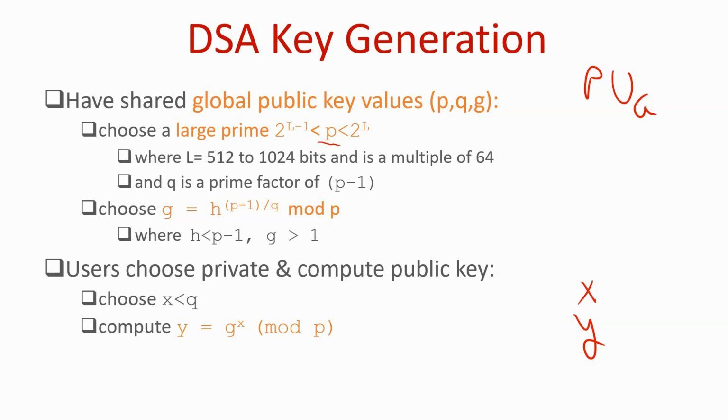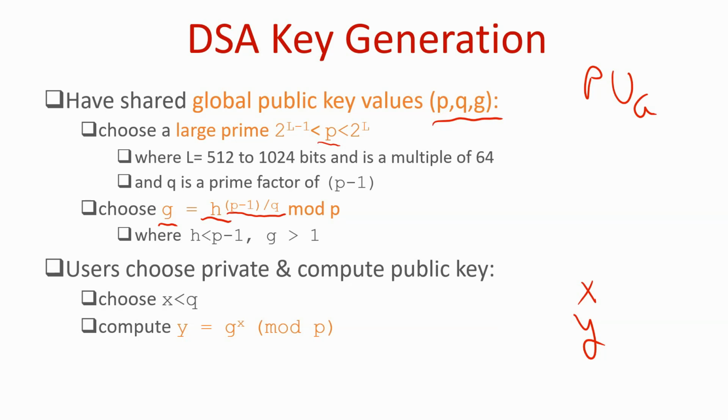P is a prime number, Q is a prime factor of P minus 1. You choose also a parameter H, where H is less than P minus 1, and you use H to generate the number G. So how do you do that? G is equal to H to the power of P minus 1 over Q. Since you chose Q to be a prime factor of P minus 1, then P minus 1 over Q would result in an integer. And so H to the power of P minus 1 over Q is an integer. You do H to the power of P minus 1 over Q mod P, and this becomes the value of G. The three parameters P, Q, and G collectively are the global public parameters.